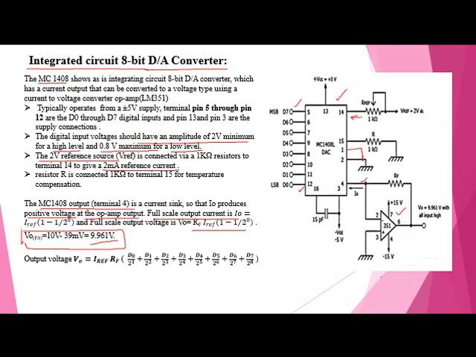Therefore, the output voltage is equal to I reference times RF times the bracket D0 divided by 2 raised to 1, plus D1 divided by 2 raised to 2, plus D2 divided by 2 raised to 3, plus D3 by 2 raised to 4, D4 by 5, D5 by 6, D6 by 2 raised to 7, D7 by 8. This is finally the output of this IC. Here, if the feedback resistance RF value is changed, then the output value also changes in the circuit.